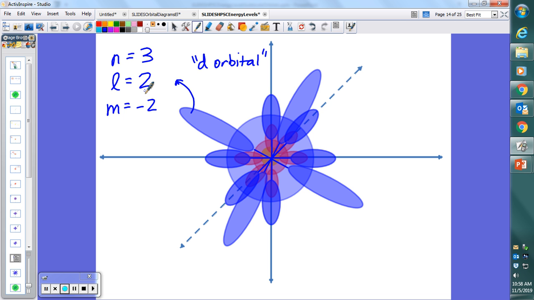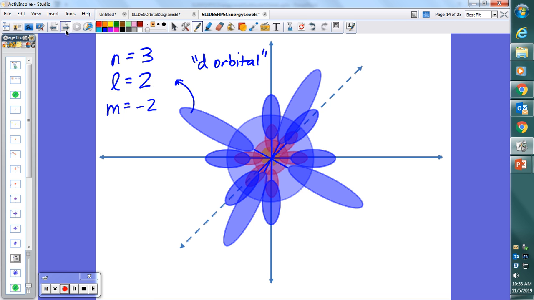Let's call it -2. At this point, any of those 5, Connor, right? It's got to be -2, -1, 0, 1, or 2. Because remember, m values are -L to +L. Does that make sense?